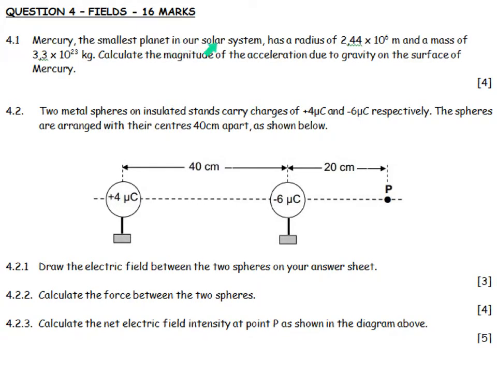Mercury is the smallest planet in our solar system. It has a radius of 2,4 times 10 to the 6 meters and a mass given in kilograms. Calculate the magnitude of the acceleration due to gravity on the surface of Mercury.